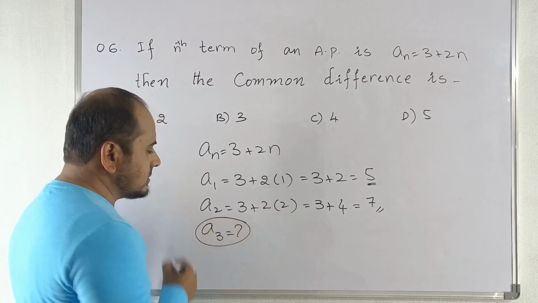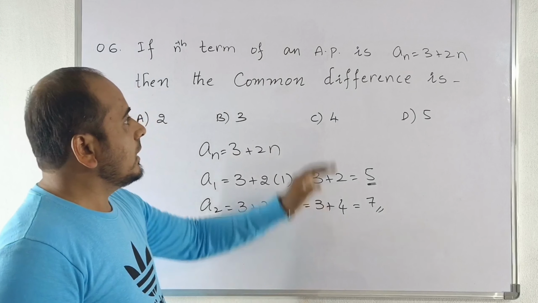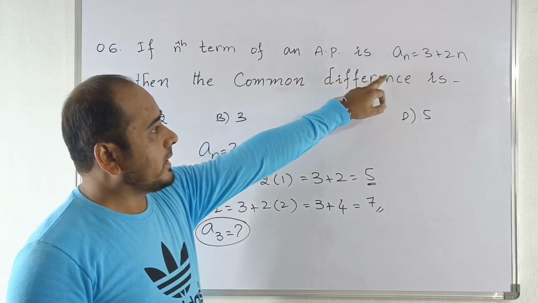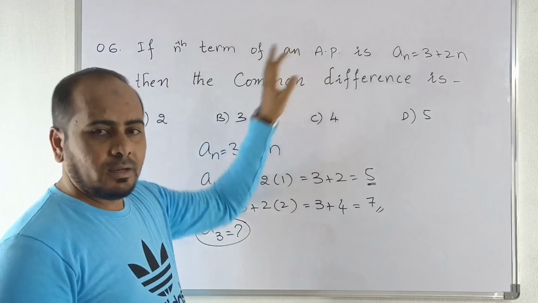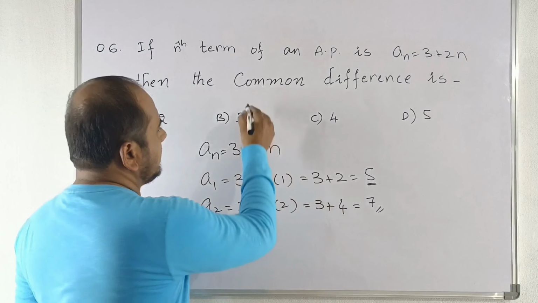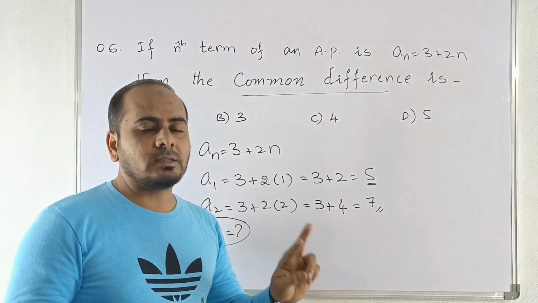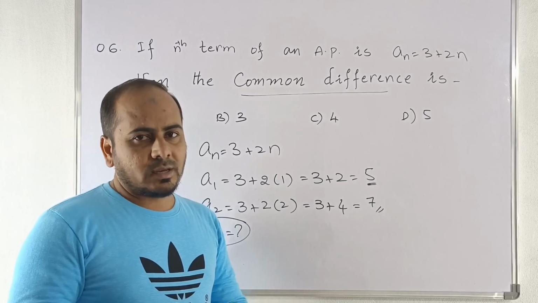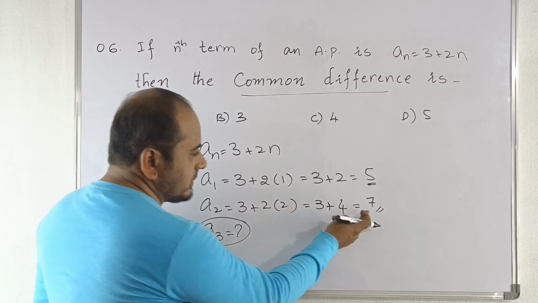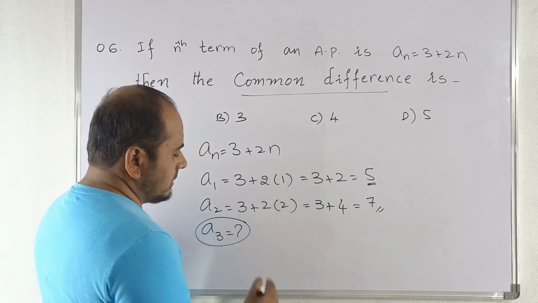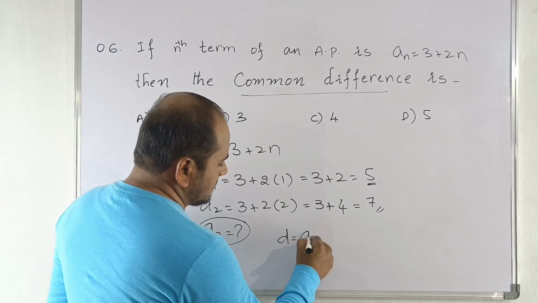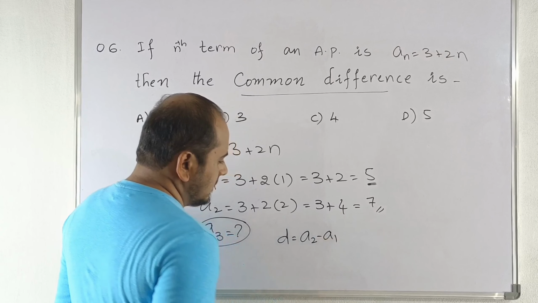No, my dear, A3 is not necessary. Why? Because here he has given that an is equal to 3 plus 2n, which is in AP, and we need to find the common difference. To find the common difference, A2 minus A1 is enough. Here A2 we got, A1 also we got. So common difference is equal to A2 minus A1.